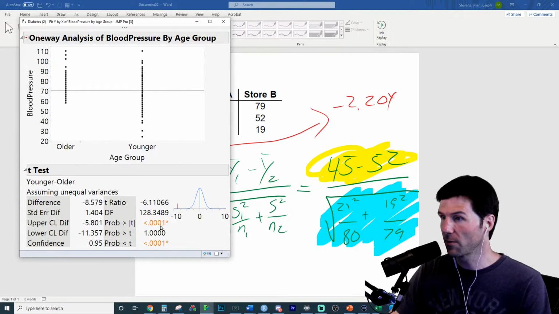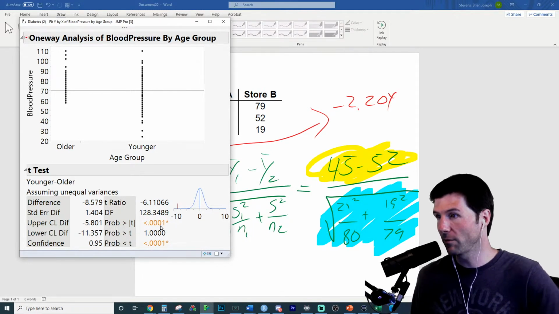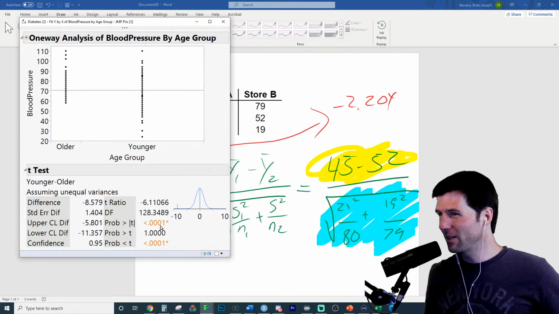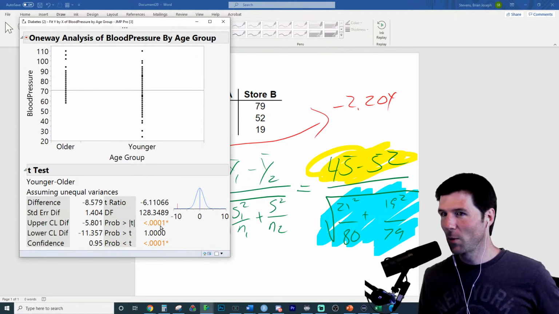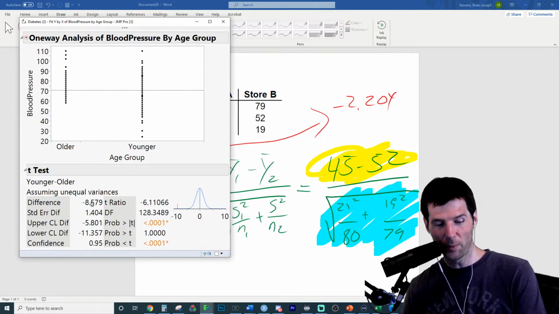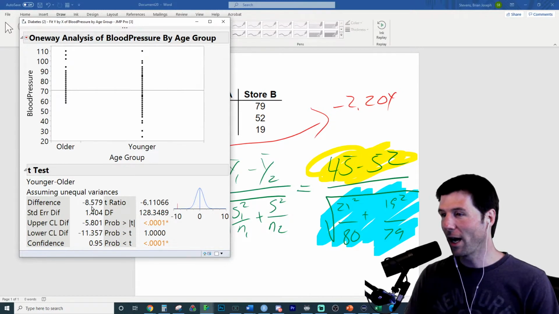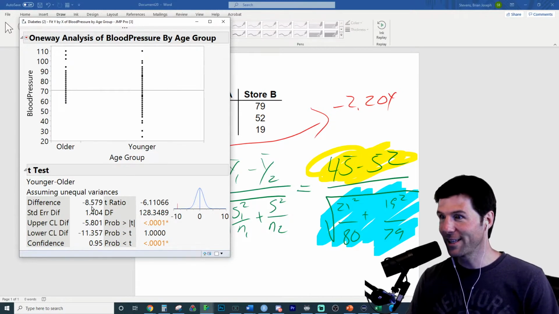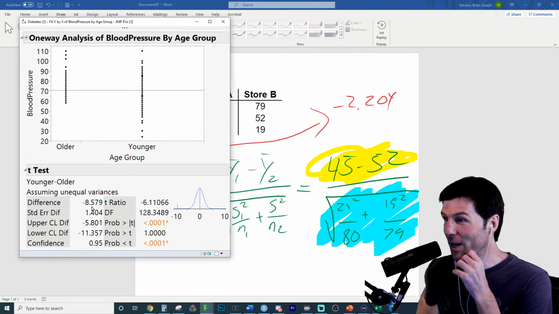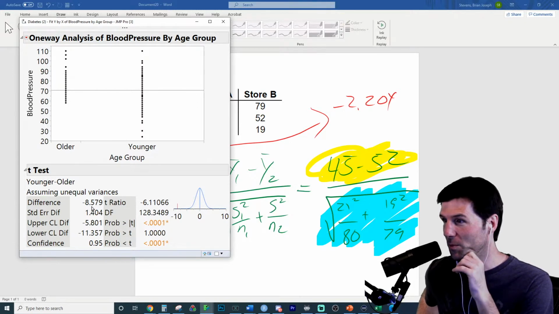We have evidence there is a difference. And that's what I was testing right here. I was testing to see, do they have the same average blood pressure? And does that make sense, that we're pretty confident there's a difference between younger and older people's blood pressure, and that older people's blood pressure looks to be about 8.5 higher? Does anyone do nursing or anything like that? Does that make sense to you, that we have evidence there is a difference between the blood pressure of younger and older people, and we believe that younger people have lower blood pressure?